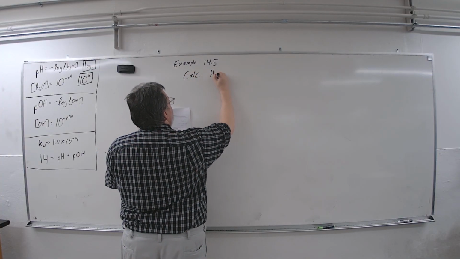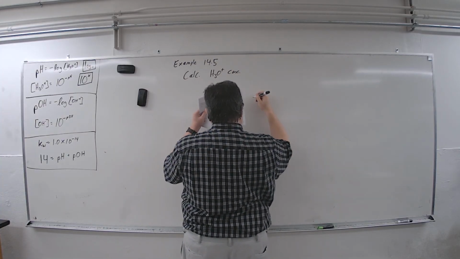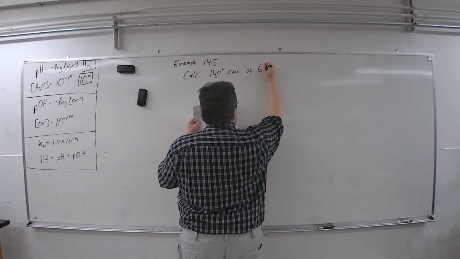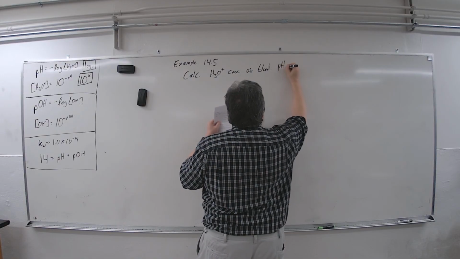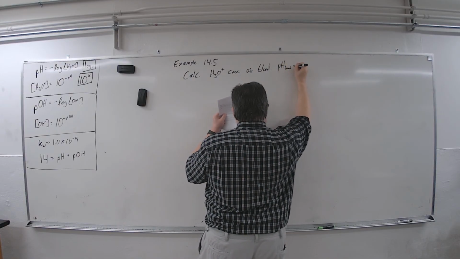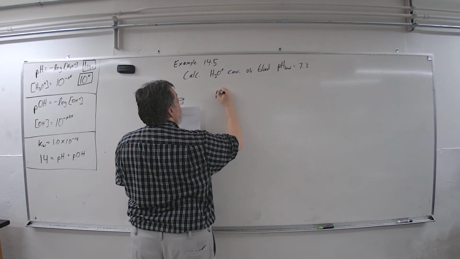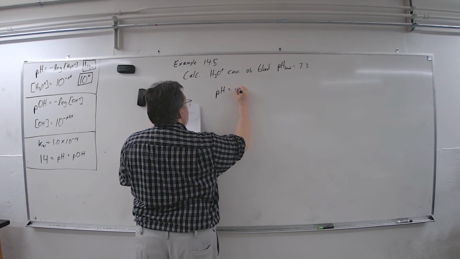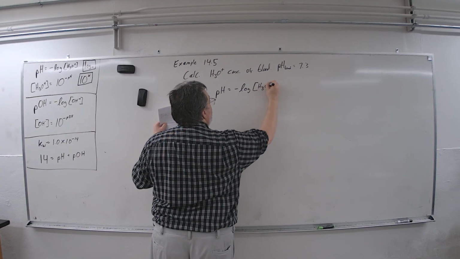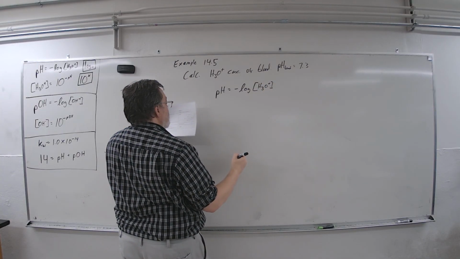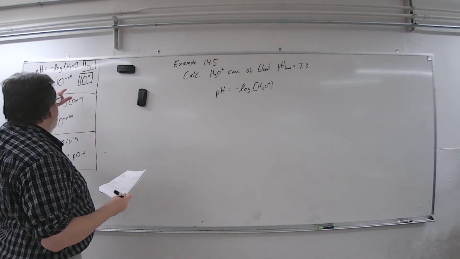Calculate the H concentration of blood. And then they tell you pH for blood equals 7.3. What that means is, I thought this would go quick because I know these are simple. But the way to calculate this is this way.